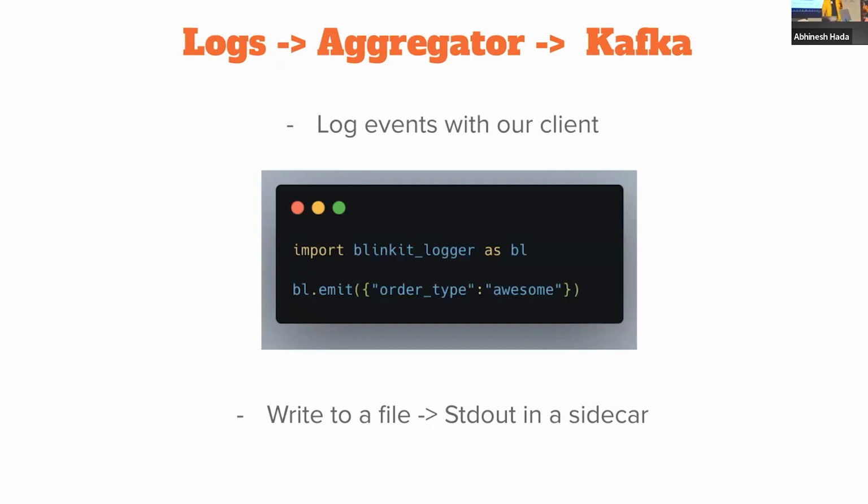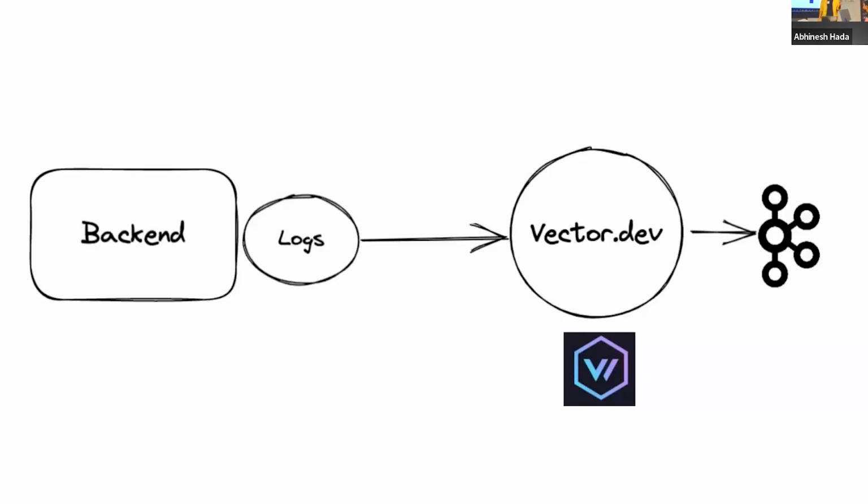And now that we have a sidecar and we have events, i.e. logs, that are coming through, we listen to those logs using a really amazing open source project called Vector. Vector is by Datadog. And this is a really cool log aggregator where we just have a YAML, of course, where we mention our source, which is our logs, and we mention a sink, which is going to be Kafka.